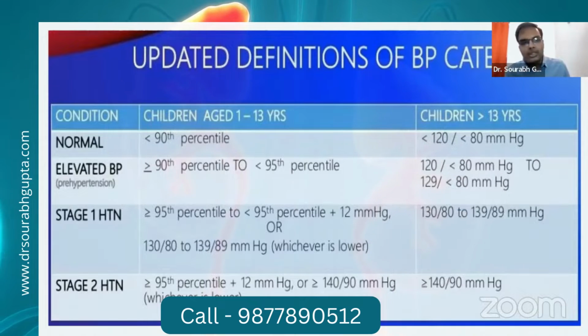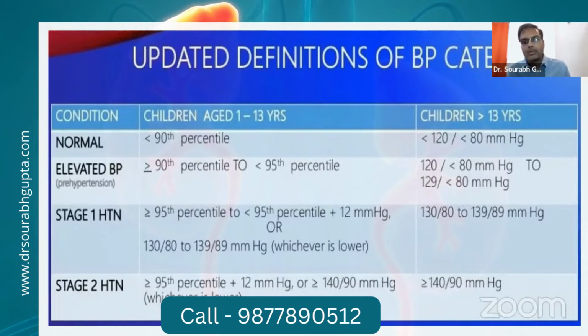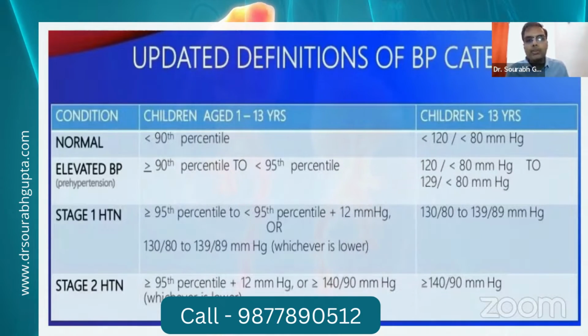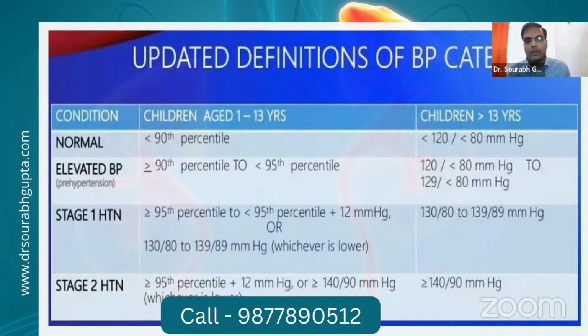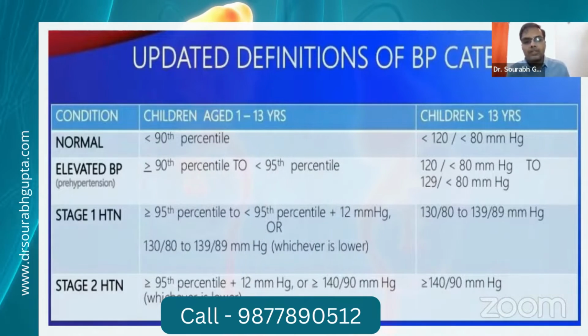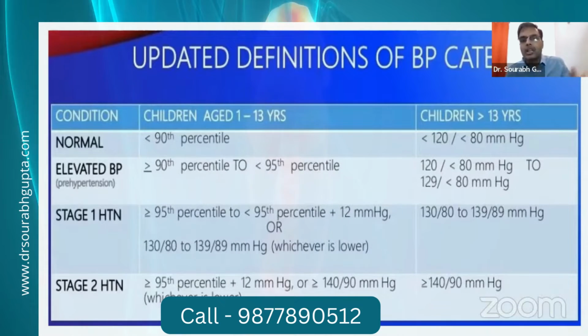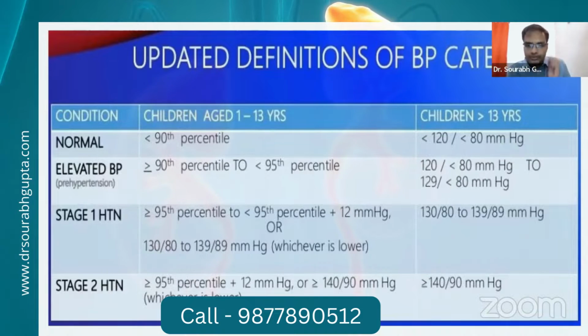So pre-hypertension is now elevated blood pressure. Anything between the 90th and 95th centile is elevated blood pressure, which is not classified as hypertension, but is a concern. Stage 1 hypertension is when blood pressure is more than the 95th centile up to the 95th plus 12 mm Hg. And stage 2 is when the blood pressure is more than the 95th centile plus 12 mm Hg. So the 95th centile is a blood pressure which you will derive, and you add 12 mm Hg to it to get stage 2 hypertension.